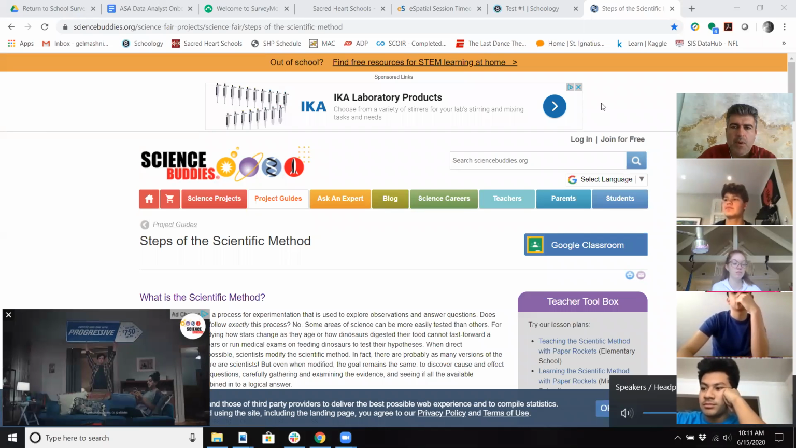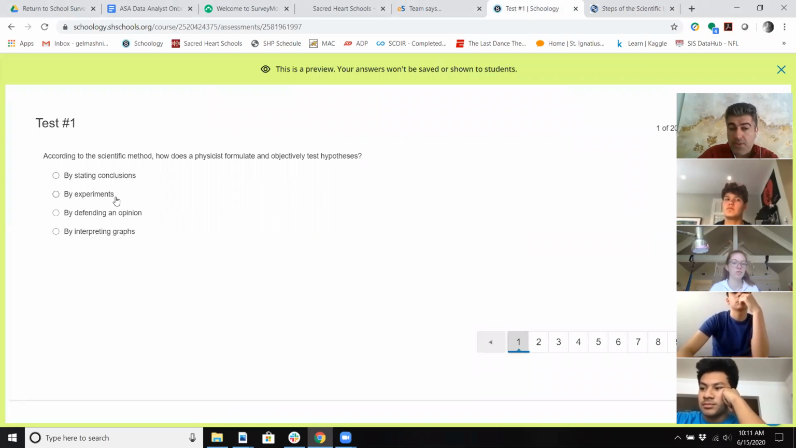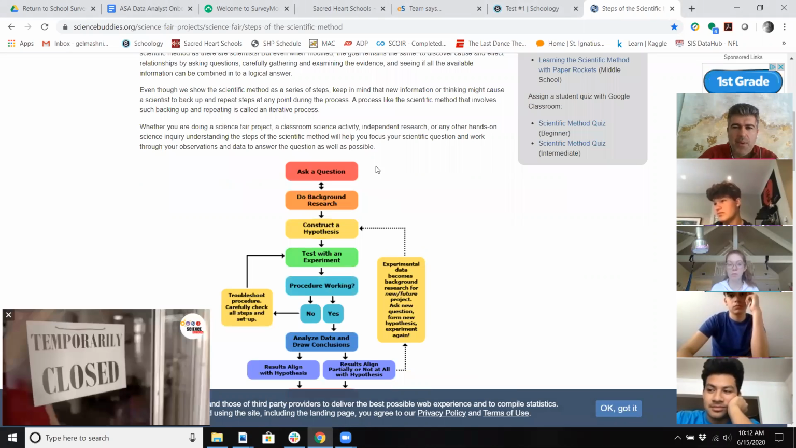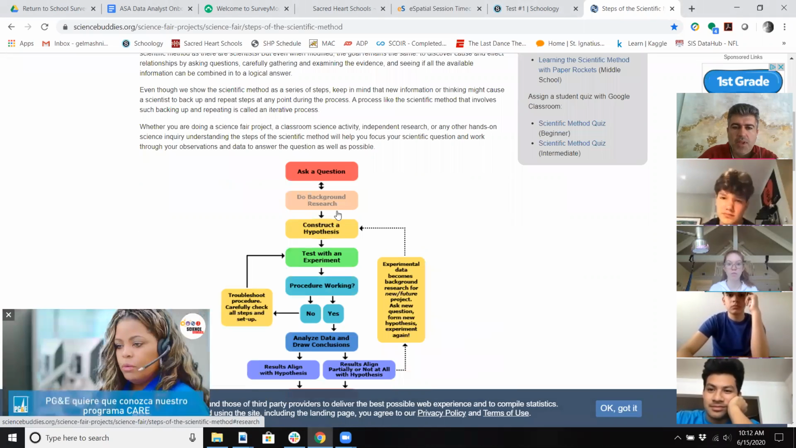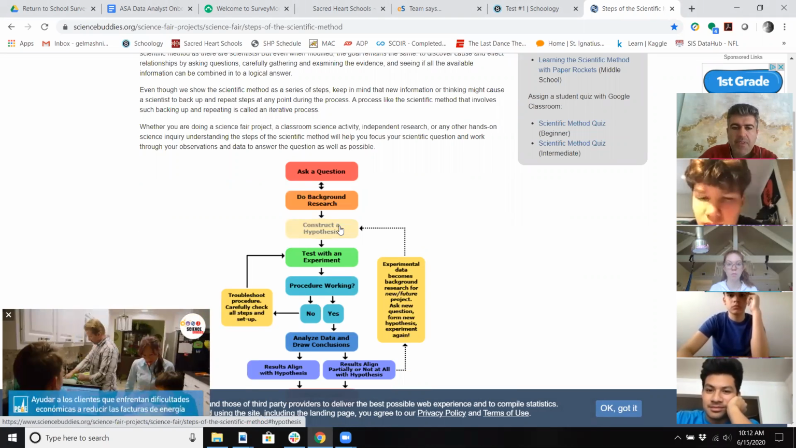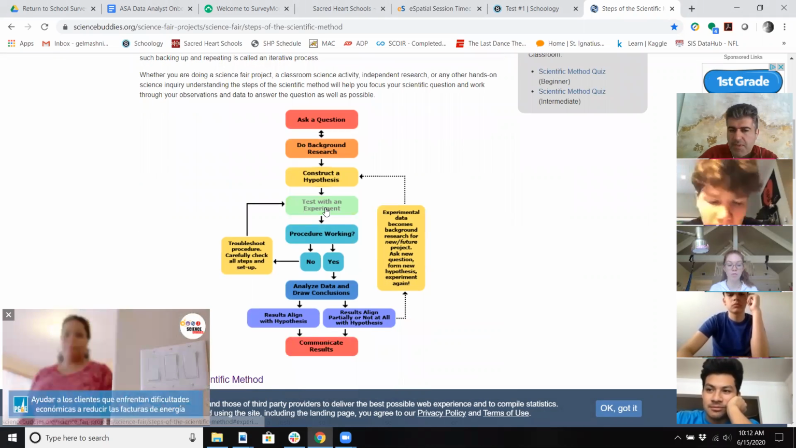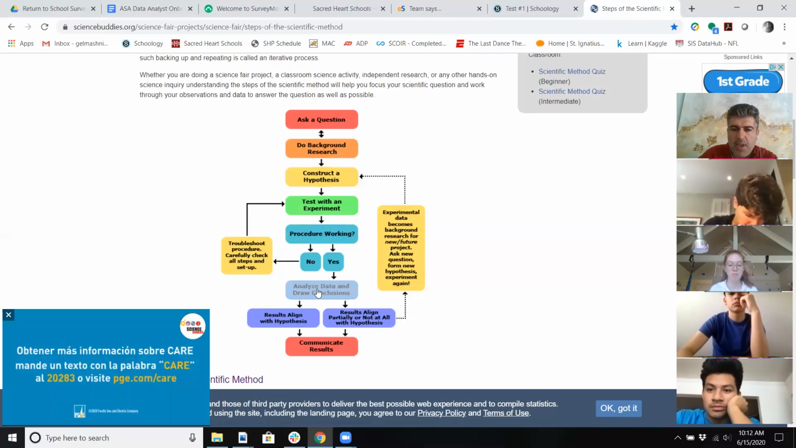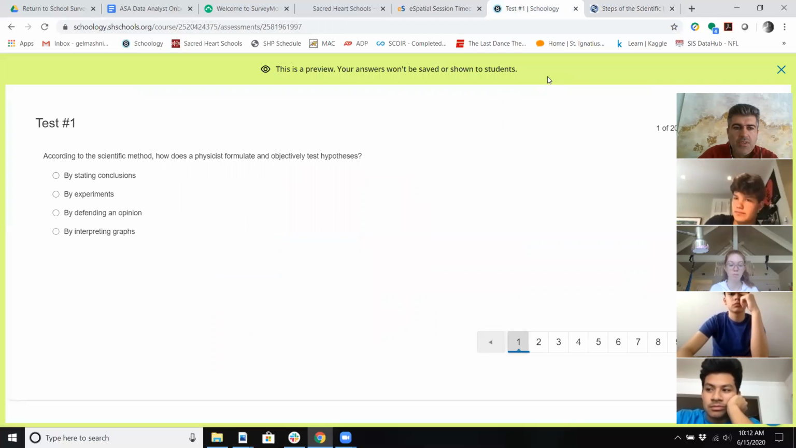Yeah, so if we look at number one, they're asking, according to the scientific method, how does the physicist formulate an objective test of hypotheses? It's true for any scientist. You always start with an idea or a question, like you're kind of curious about something. You do some research on it, and then you construct your hypothesis. In order to prove it, you've got to run experiments. Once you feel like it's working, then you draw your conclusions. So it has to be B for that one. It's by experiments. That's how you would test your hypotheses.